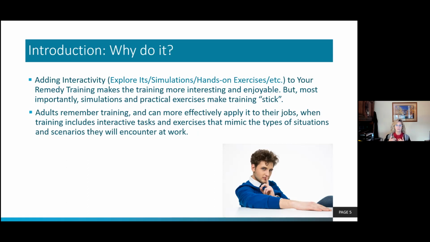Adults remember training when it really applies to what they have to do, right? It's what's in it for me. How does that help me do my job? So you have to make it relatable and not just click on these fun things because they're cool. It has to have something relatable to their job. So if you can mimic the types of situations or scenarios they're likely to encounter in the workplace, that resonates with an adult learner a lot more than if you're just playing games that really don't make a lot of sense.